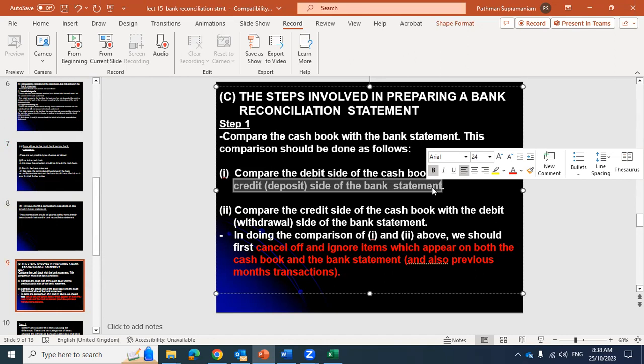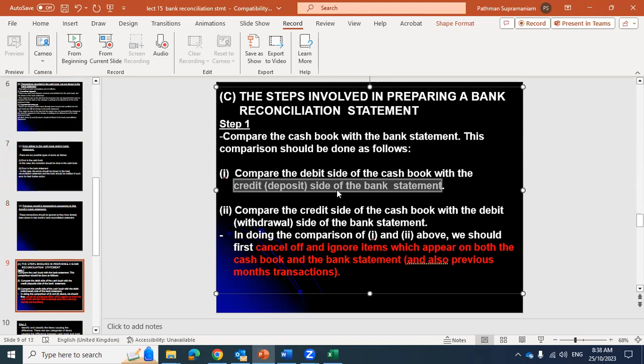That is because the bank statement is prepared by the bank, and the bank sees us as a creditor. When you deposit money, the bank is holding our money. So the bank will debit their own cash book and credit our account. So that's why for the bank statement, credit indicates money received, as opposed to the cash book.